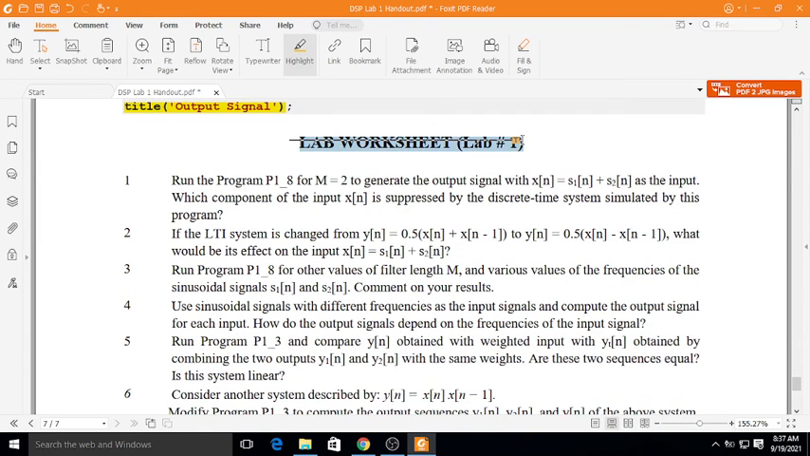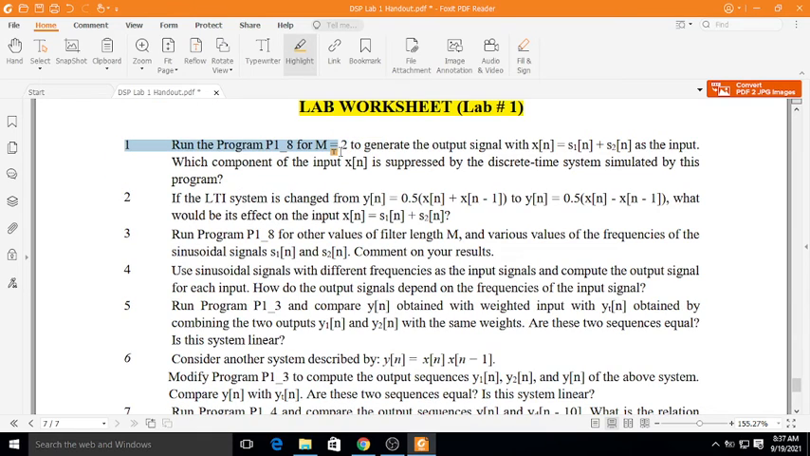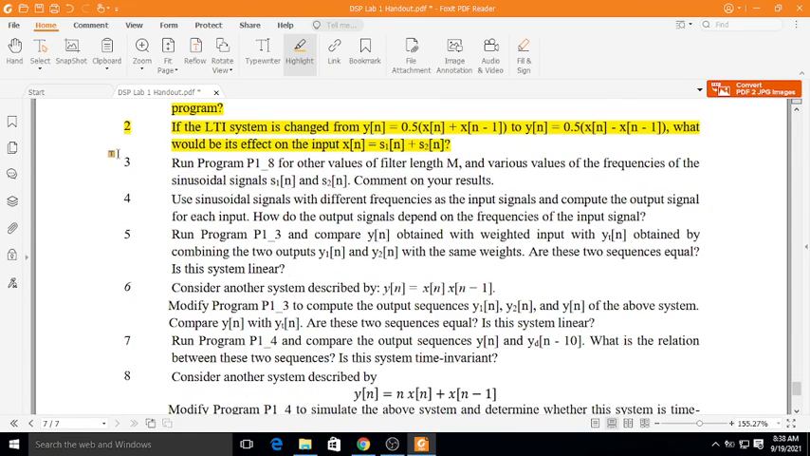Lab worksheet, lab number 1. 1. Run the program P1_8 for M = 2 to generate the output signal with x[n] = s1[n] + s2[n] as the input. Which component of the input x[n] is suppressed by the discrete-time system simulated by this program? 2. If the LTI system is changed from y[n] = 0.5(x[n] + x[n-1]) to y[n] = 0.5(x[n] - x[n-1]), what would be its effect on the input x[n] = s1[n] + s2[n]? 3. Rerun program P1_8 for other values of filter length M, and various values of the frequencies of the sinusoidal signals s1[n] and s2[n].